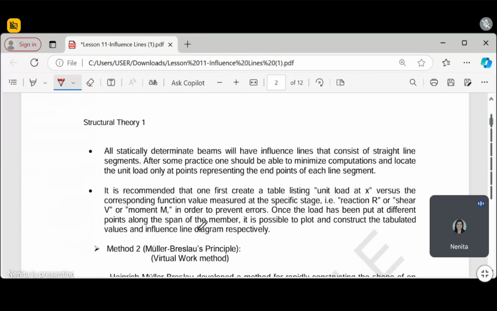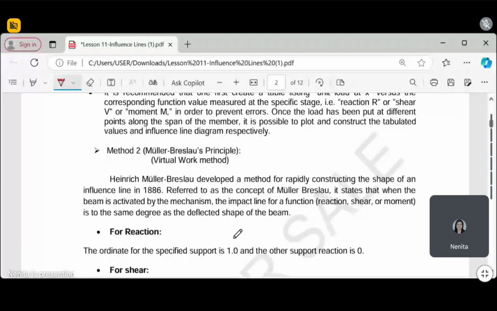It is recommended that one first create a table listing the unit load at x versus the corresponding function value, such as reaction or shear or moment, in order to prevent errors. Once the load has been put at different points along the span of the member, it is possible to plot the tabulated values and construct the influence line diagram.